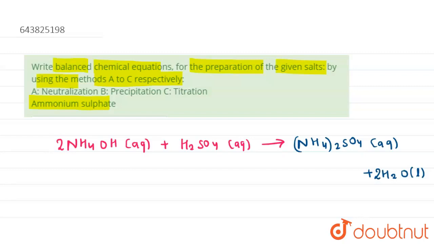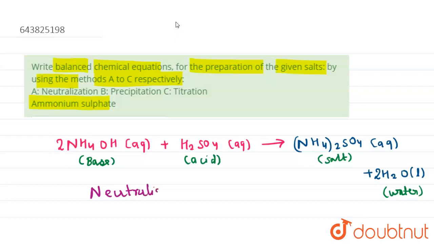So what kind of reaction is this? We have a base, we have an acid. What are we forming? We are forming a salt and water. Such kinds of reactions are known as neutralization reactions. So with the help of this reaction, we are able to synthesize ammonium sulphate. Okay, so I hope that I made myself clear.